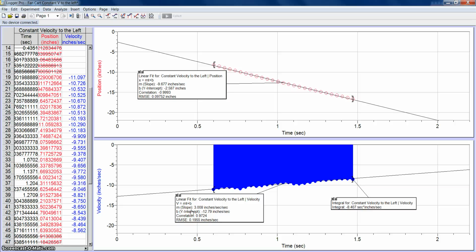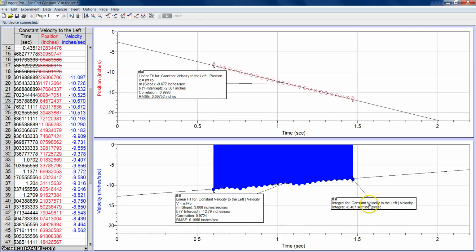This slope is saying that the cart is decreasing in velocity as it approaches 0, which is wrong. We wanted a constant velocity, which would have given us a slope of 0, but as I said, this is the best that we can do.